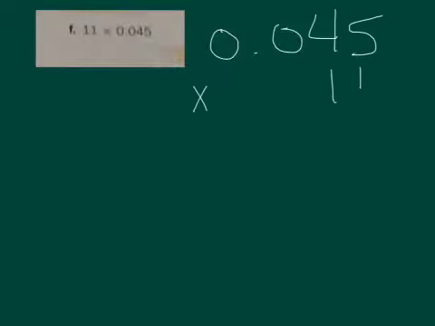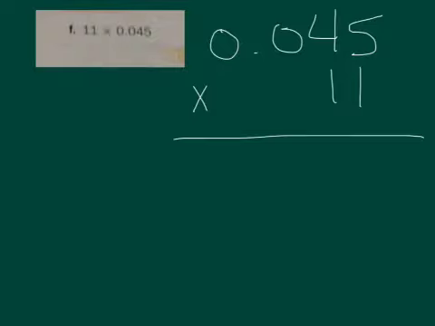You can follow along with me now on page 195. This is letter F. Once again, I need to multiply. So when I write this, I'm going to put the one with most numbers on top. Remember, decimals do not need to be lined up. So I have 0.045 times 11.